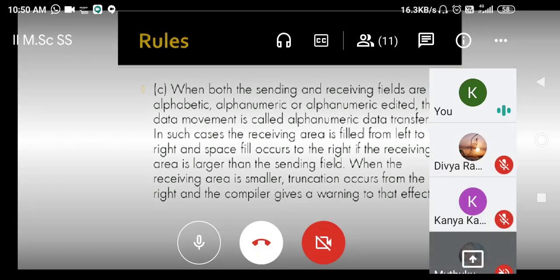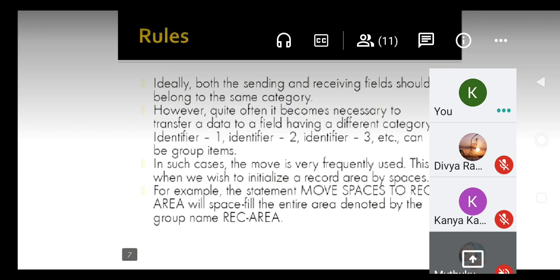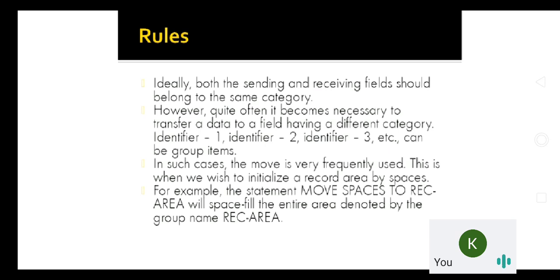Move to next slide, ma. It is important that both the sending and receiving field should belong to the same category. That is an important point here. And then it is sometimes necessary to transfer data to a field having a different category. Sometimes it may be a group item, which is not an individual identifier. Sometimes the receiving field works like a group item. At those times, how it works is an important thing here.